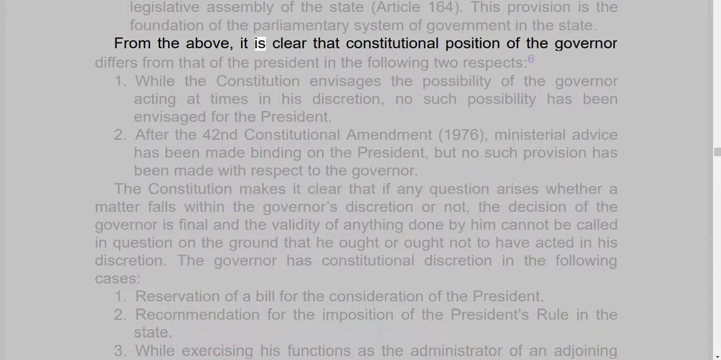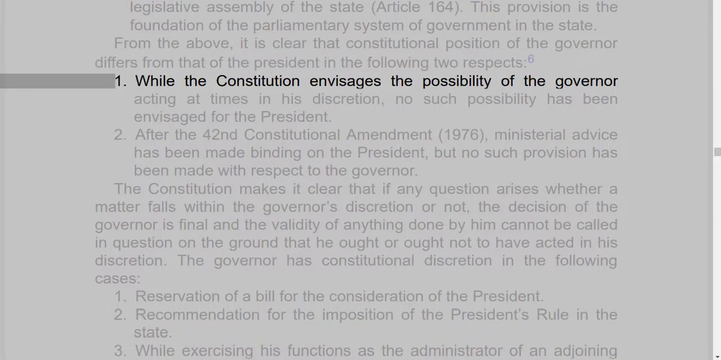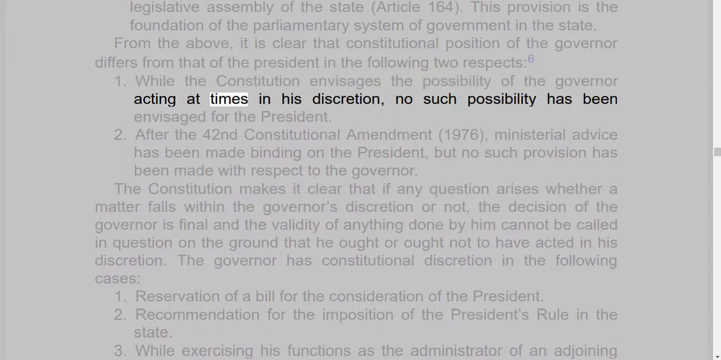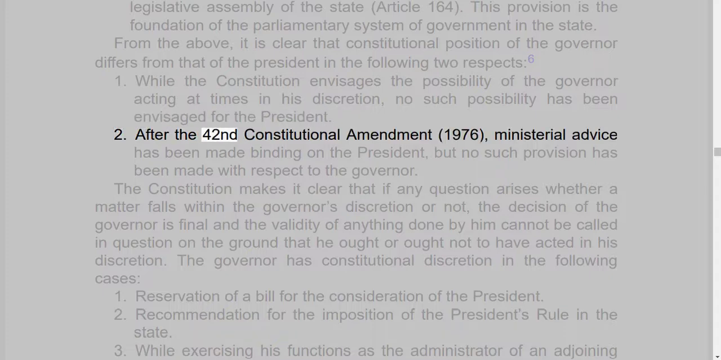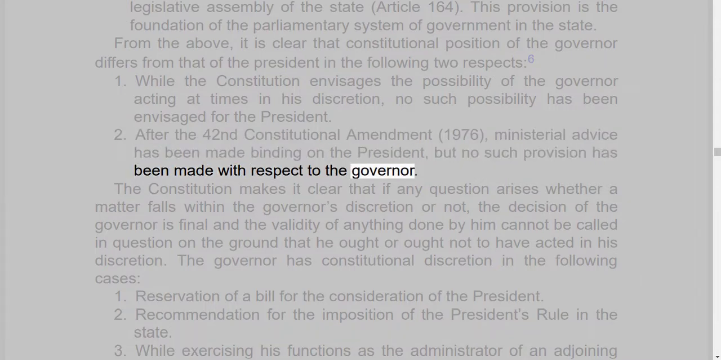From the above, it is clear that the constitutional position of the governor differs from that of the president in the following two respects. 1. While the Constitution envisages the possibility of the governor acting at times in his discretion, no such possibility has been envisaged for the president. 2. After the 42nd Constitutional Amendment, 1976, ministerial advice has been made binding on the president, but no such provision has been made with respect to the governor.